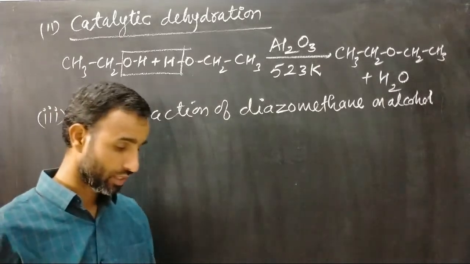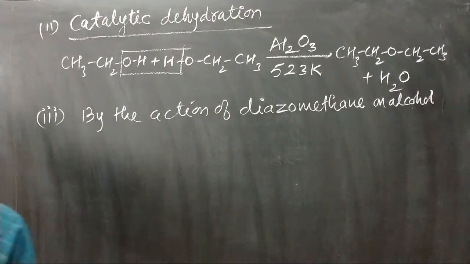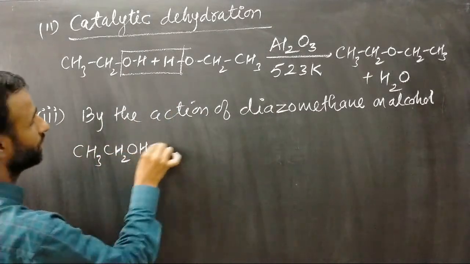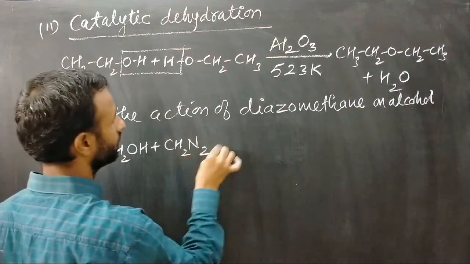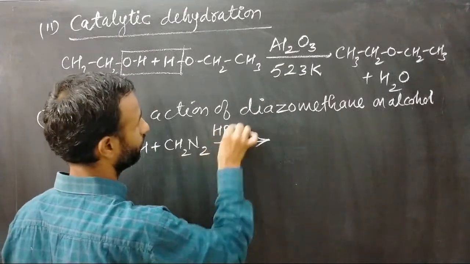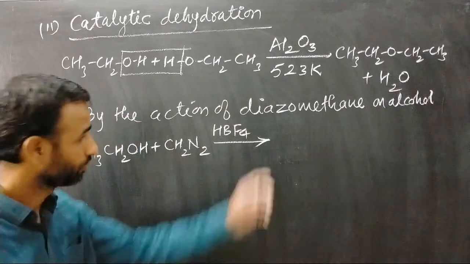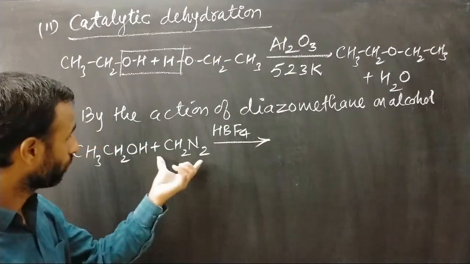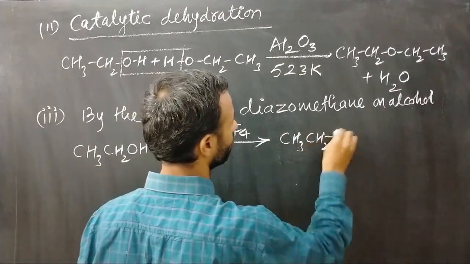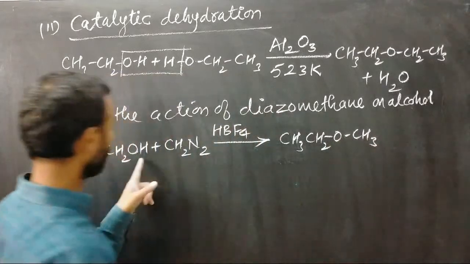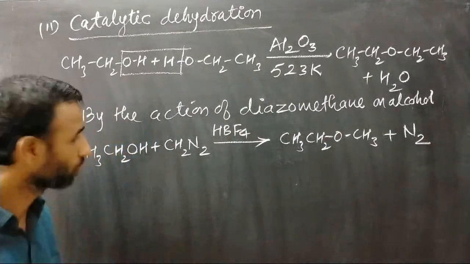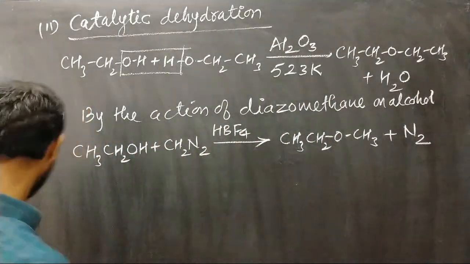Very good. It is CH2N2. So, alcohol in the presence of CH2N2 and tetrafluoroboric acid. So, the product formed is CH3CH2OCH3 along with nitrogen gas. Okay, so this is the product formed.